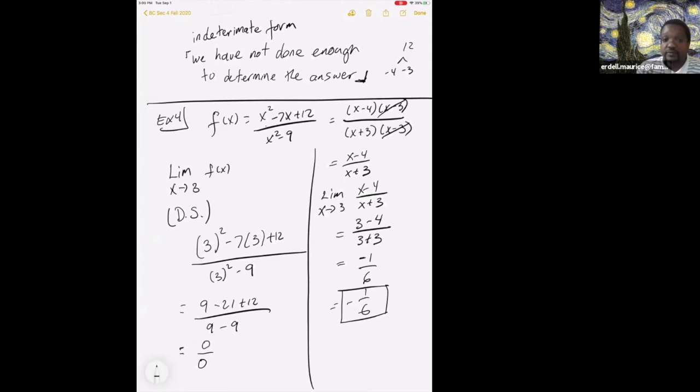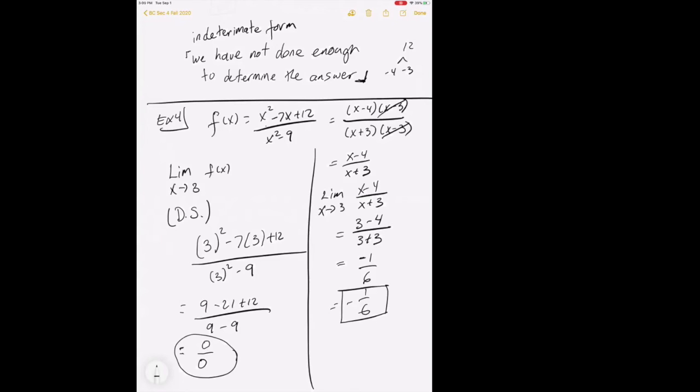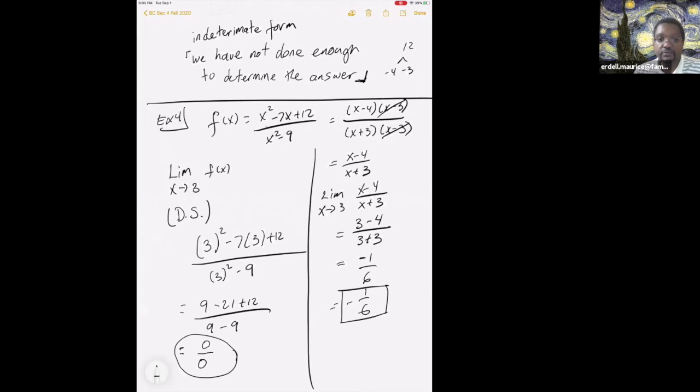Two different problems. Both of them started out as 0 divided by 0. One of them is a positive answer, 10. The other one's a negative answer and a fraction, negative 1 over 6. Okay? So can you see why they call this indeterminate form? Yes. Because literally you have no idea what the answer is going to be.